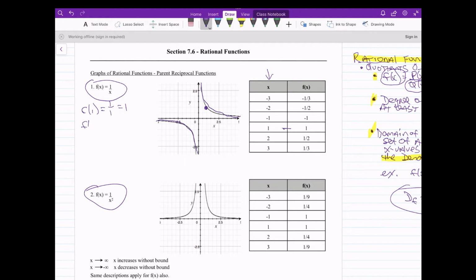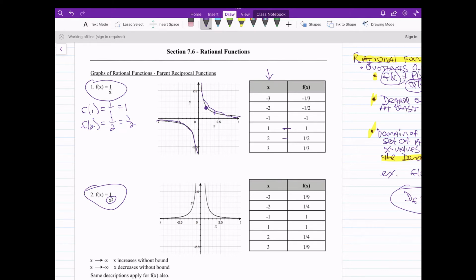And then if we did f of 2, we would have f equals 1 over 2, or 1/2. And there's my pairing over here. So that will be this point right here. All right, and so on and so forth. And then the same thing holds true for the reciprocal of the square function down below.